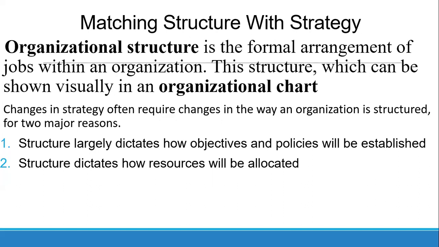Now, it is also imperative to note that structure dictates how resources will be allocated in the sense that it helps us in prioritizing strategic initiatives. So the structure of the organization will help us to know the prioritized strategic initiatives by clearly defining which departments, which units, or which divisions are responsible for what. And once these are clearly typified in the organizational chart, we can thereafter allocate resources to these prioritized areas.